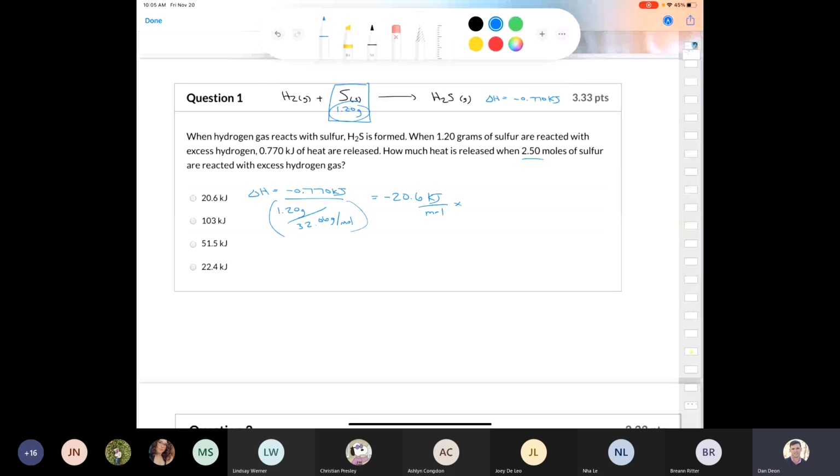But if I'm going to burn up 2.5 moles, this is for 1 mole of sulfur. If I multiply by 2.5 moles of sulfur, I end up with negative 51.4 kilojoules. That's per 2.5 moles of sulfur, and that's the amount of heat that's released. So 51.4 kilojoules of heat is released, and so this is closest. I must have rounded something off, but anyhow, 51.5 kilojoules of heat are released when we burn 2.5 moles of sulfur in the presence of excess hydrogen gas.